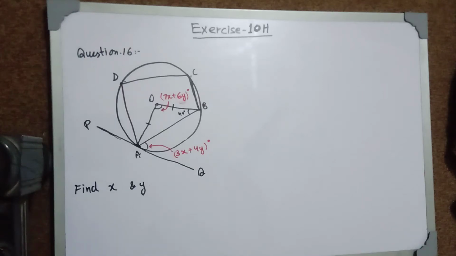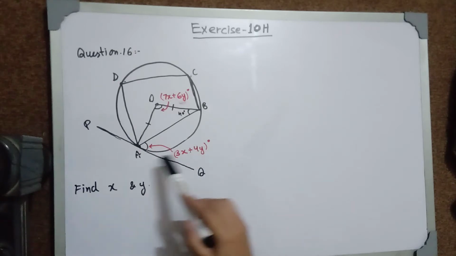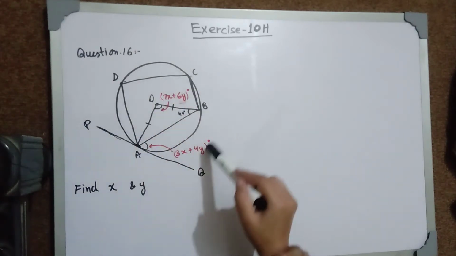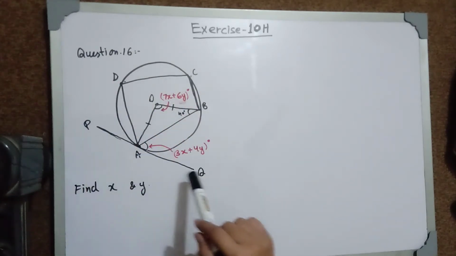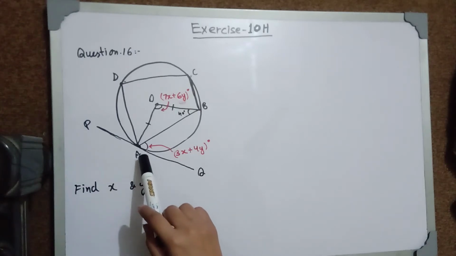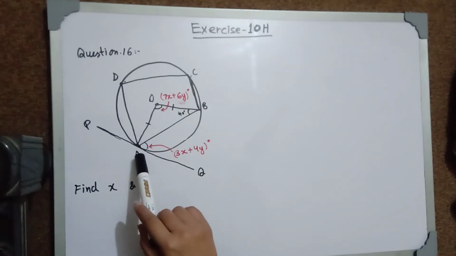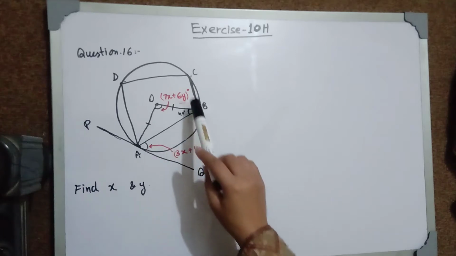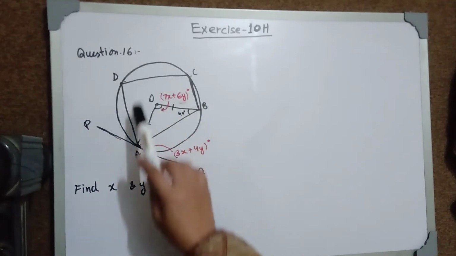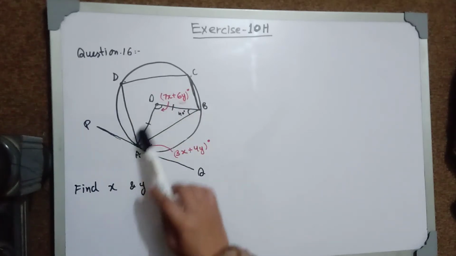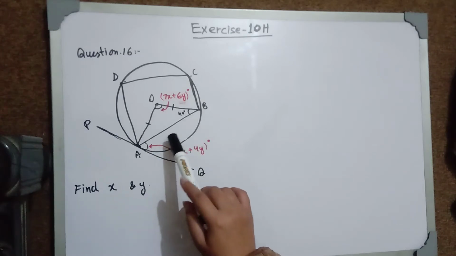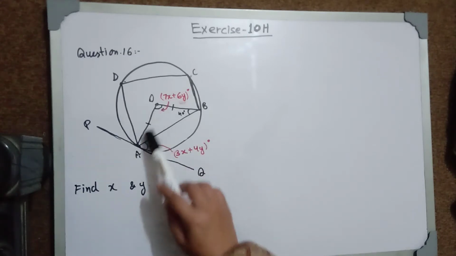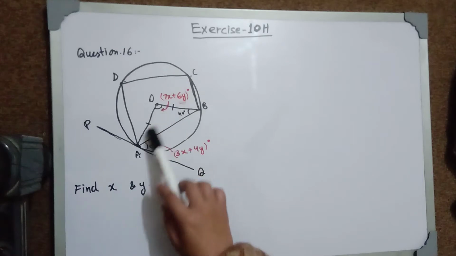Hello everyone, we are starting question number 16 of exercise 10H. As you can see in the diagram, we have a circle and a tangent PQ that touches this circle at point A. Then we have a cyclic quadrilateral ABCD and a triangle OAB inside this circle. And as you can see, OA and OB are the radii of the circle.